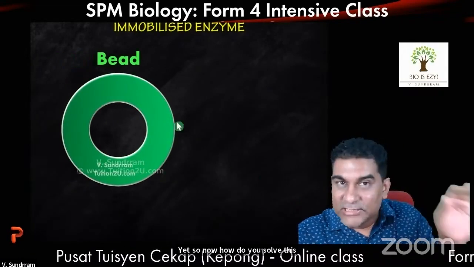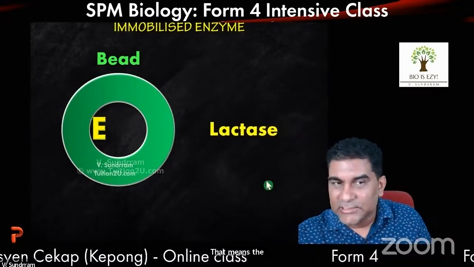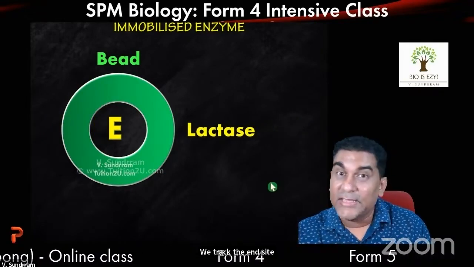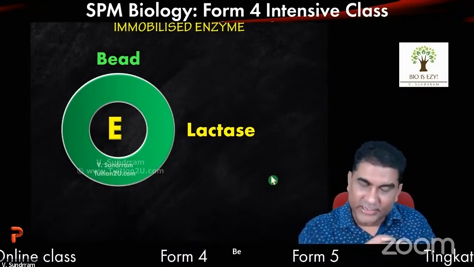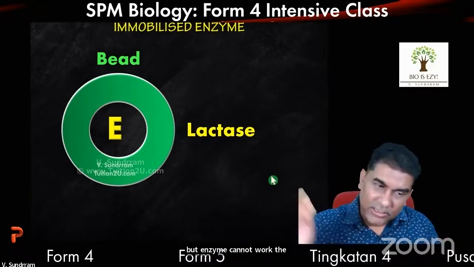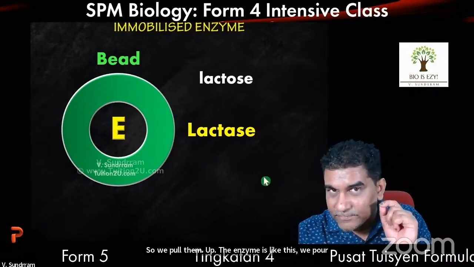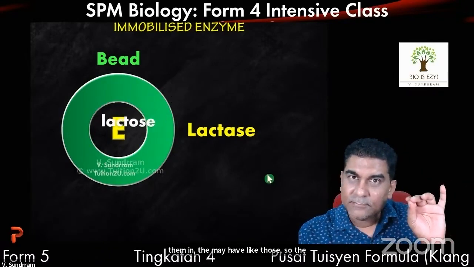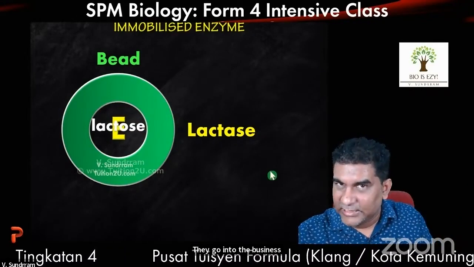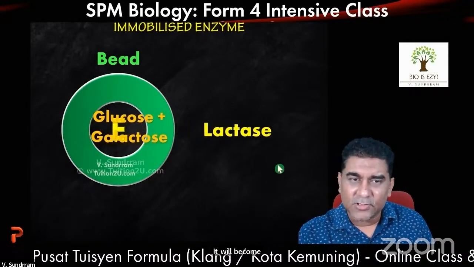This is a porous bead. That means the milk can pass through. Inside, we trap the enzyme. Bead, like guli. And it's permeable, but the enzyme cannot go out. The enzyme is trapped inside. So we pour the milk. The milk has lactose, so the lactose will go in because it's porous. They go into the bead. The enzyme will catalyze the reaction. It will become glucose and galactose. And the glucose and galactose will come out.